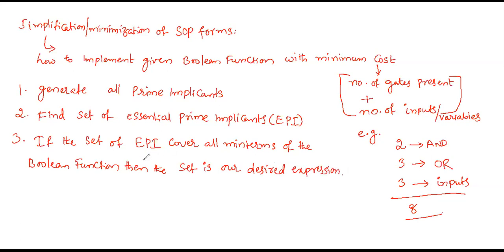Okay. What you have to do is, an equation is given to you for the simplification, then apply the K-map, then do the grouping. In the grouping, decide which are essential prime implicants and look if the essential prime implicants cover all minterms of the Boolean function. If it covers all the minterms of the Boolean function, that is our answer.